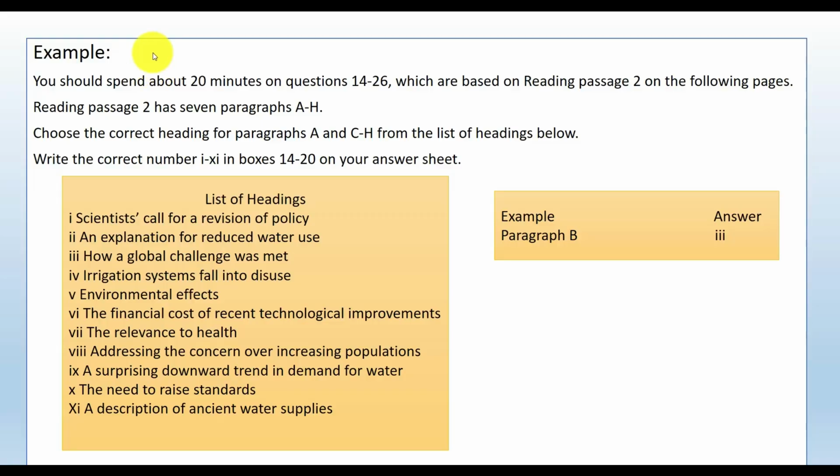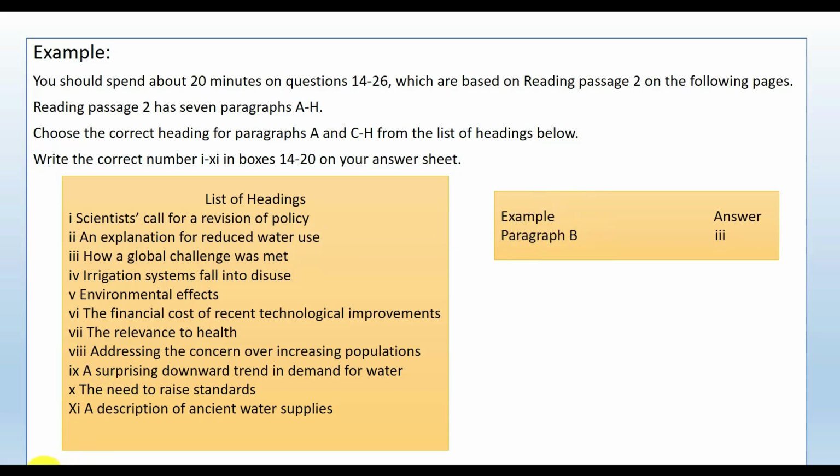Okay, this is our first example. Let's read the instructions carefully. You should spend about 20 minutes on questions 14 to 26, which are based on reading passage 2 on the following pages. Reading passage 2 has 7 paragraphs, A to H. Choose the correct heading for paragraphs A and C to H from the list of headings below. Questions 14 to 20. Now, as you see, there is an example that has been done for us.